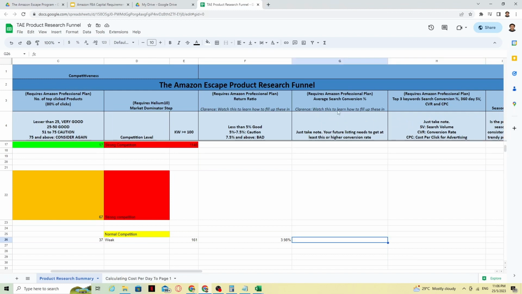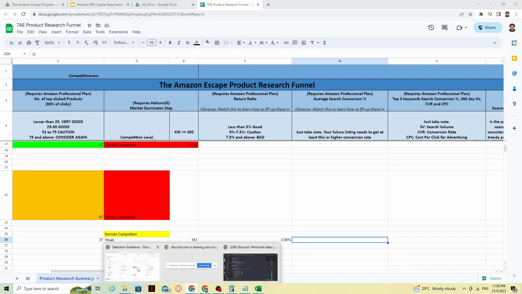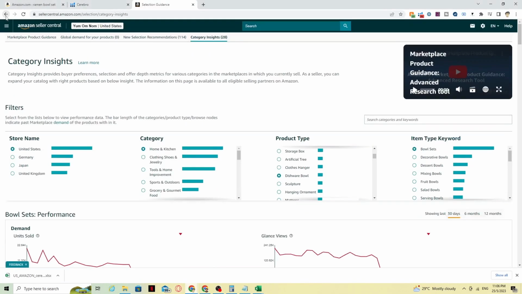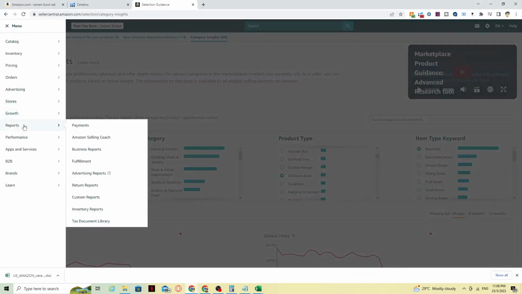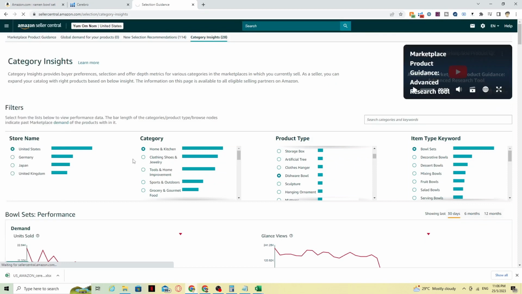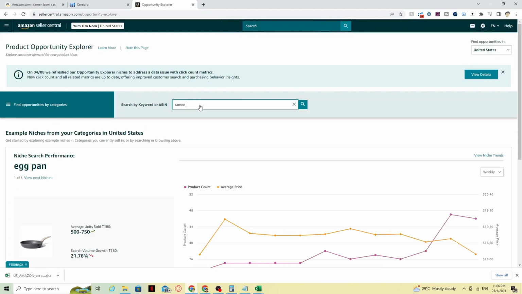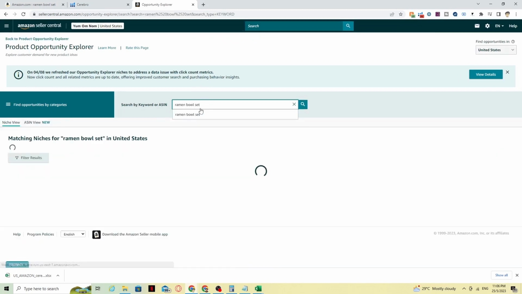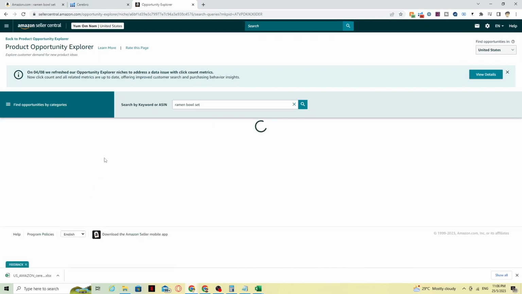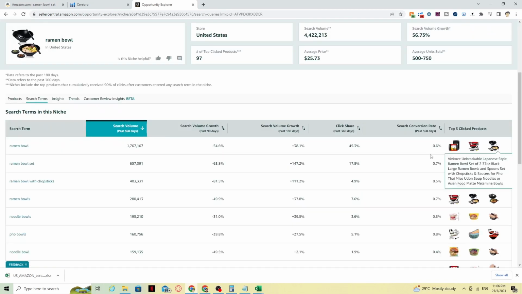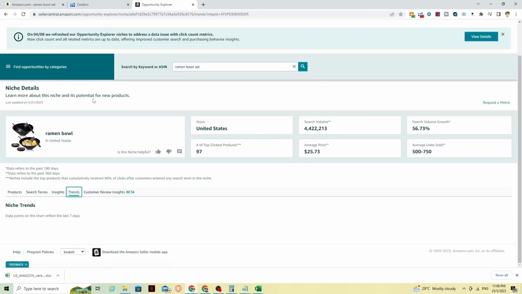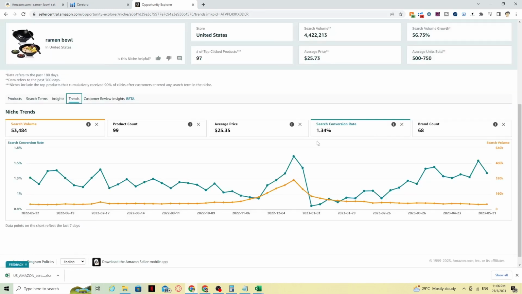But let's find out what it is. So what's the average search conversion rate? Let's go back to Amazon. This one is available inside that product opportunity explorer. Remember that tool? So let's go back, product opportunity explorer. Ramen bowl set. Okay, so conversion rate is always in the average trend. Let's see what comes out. 1.34% search conversion rate. Okay, which is good for us to take note of.